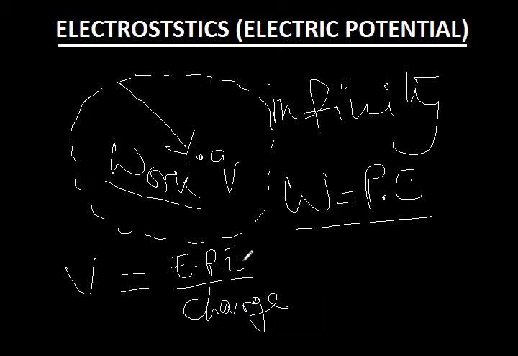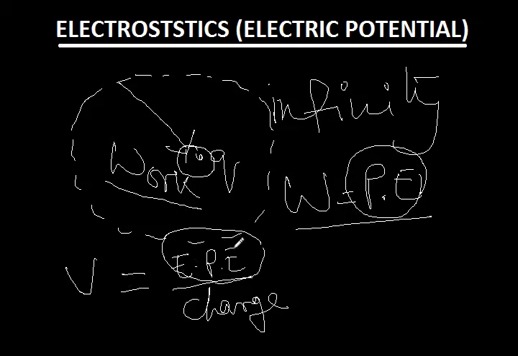So what happens eventually is the work is stored here as potential energy. This potential energy is now not just ordinary potential energy, but electric potential energy. So the definition of potential goes by the division of electrical potential energy by charge. Obviously, the charge which you have introduced into the field.